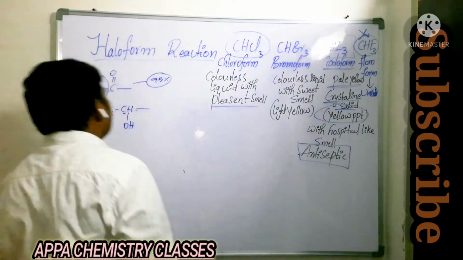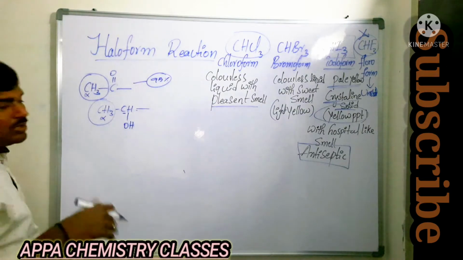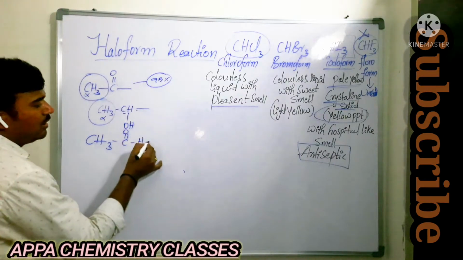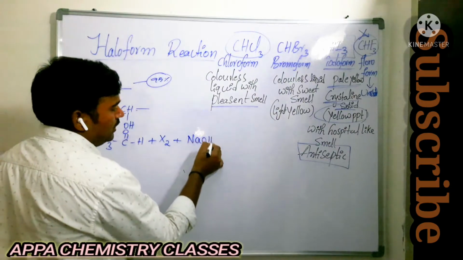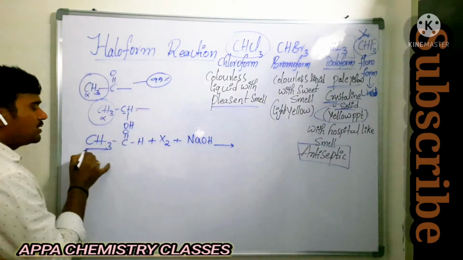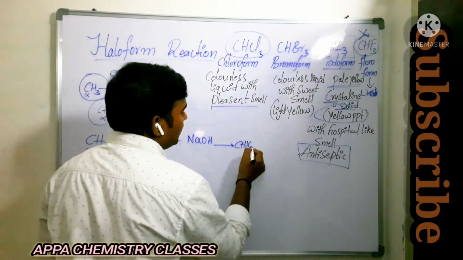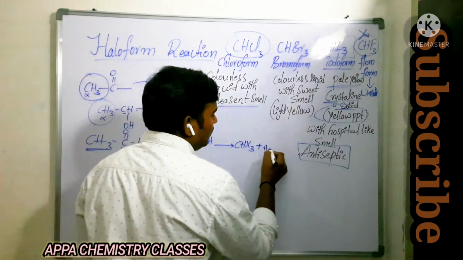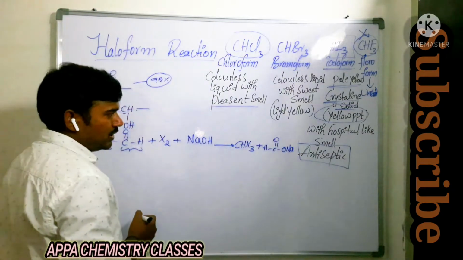Is that clear? Now next we will see how the reaction takes place in the haloform reaction. Take acetaldehyde. When it reacts with a halogen in the presence of an alkali, sodium hydroxide or potassium hydroxide, the CH3 group is converted to haloform, that is CHX3, and the carbonyl carbon is oxidized to HCOONa, the sodium salt of the carboxylic acid.